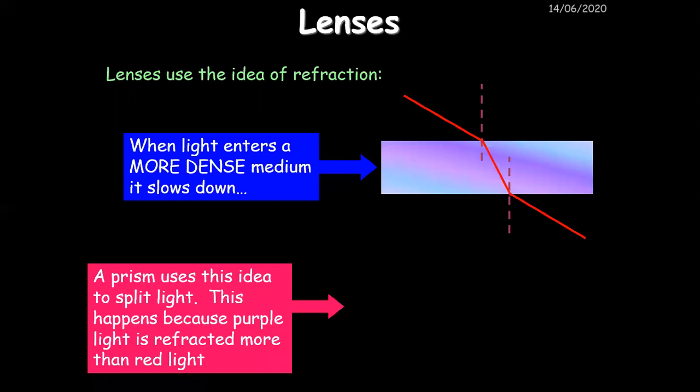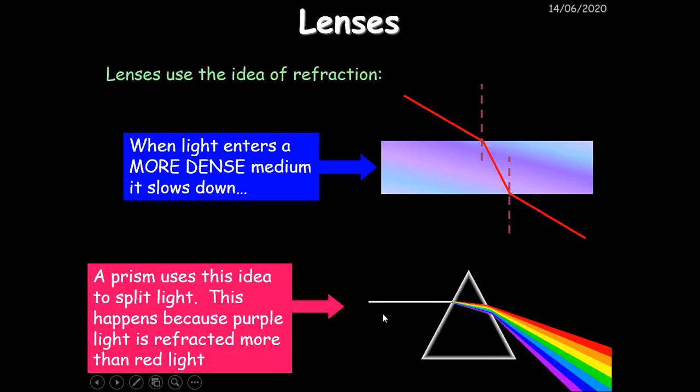A prism. A prism uses this idea to split light. This happens because purple light is refracted more than red light. Look at this. White light is like a cocktail. It's a mixture, like a mixture of drinks. It's got all of these different ingredients that make it up. The ingredients that make up white light are red light, orange light, yellow light, green light, blue light, indigo, purple, violet. There's many colors that make up white light.